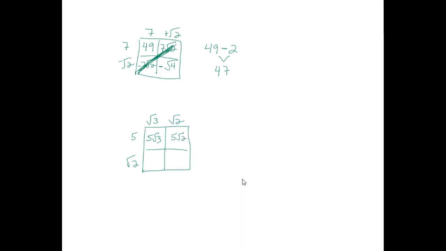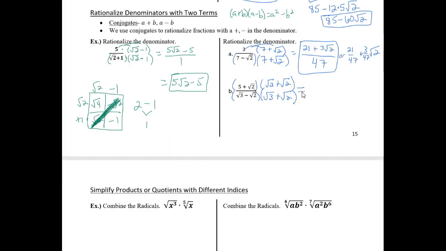Those are easy, right? Because 5 is not under a radical, stays outside. And then square root of 2 times the square root of 3. They are both under the radical. 2 times 3 is 6. Square root of 2 times square root of 2 is 4. Now I have 5 square root of 3 plus 5 square root of 2 plus square root of 6. And then square root of 4 is going to be 2. I'm going to go ahead and write that in my numerator. So 5 square root 3 plus 5 square root 2 plus square root 6 plus 2.